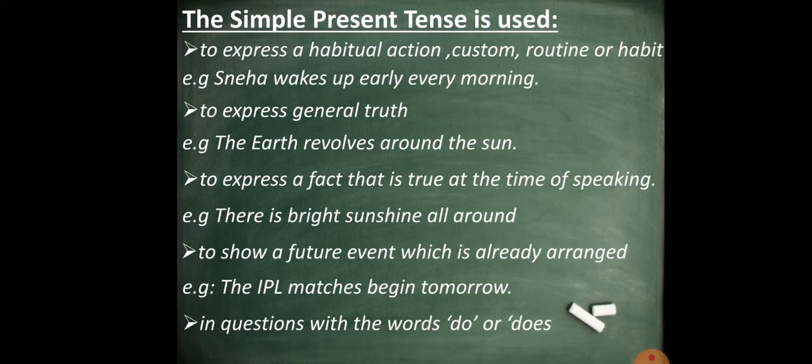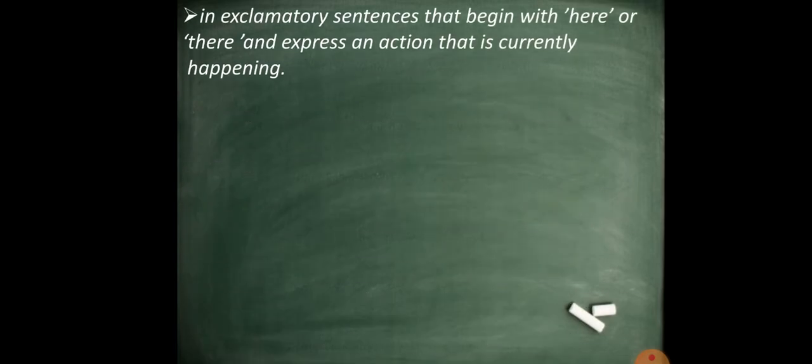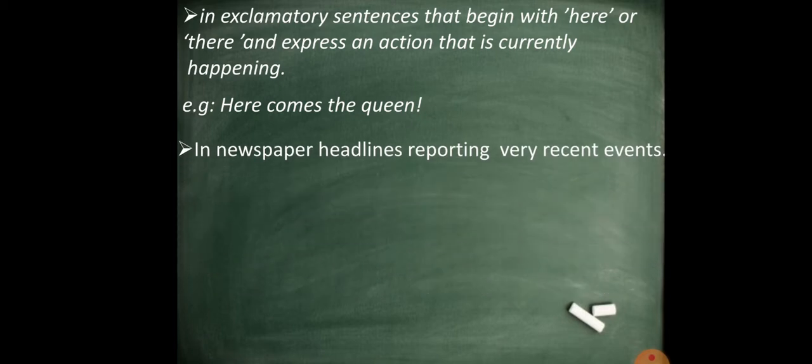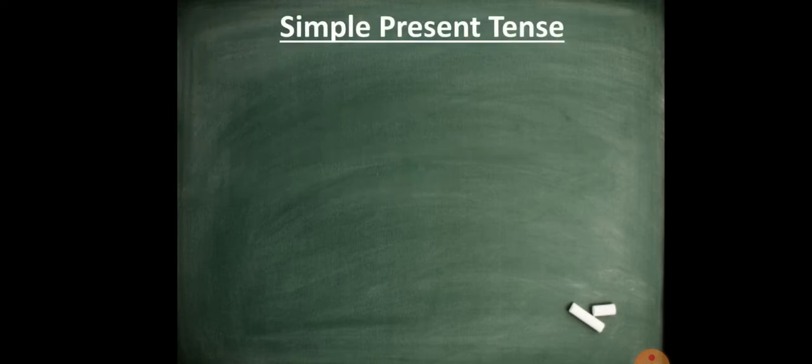It is also used in questions with the words do or does. Example, do you swim in the sea very often? It is also used in exclamatory sentences that begin with here or there and express an action that is currently happening. Example, here comes the queen. It is also used in newspaper headlines reporting very recent events. Example, India defeats Australia. Now we come to the formation of simple present tense.